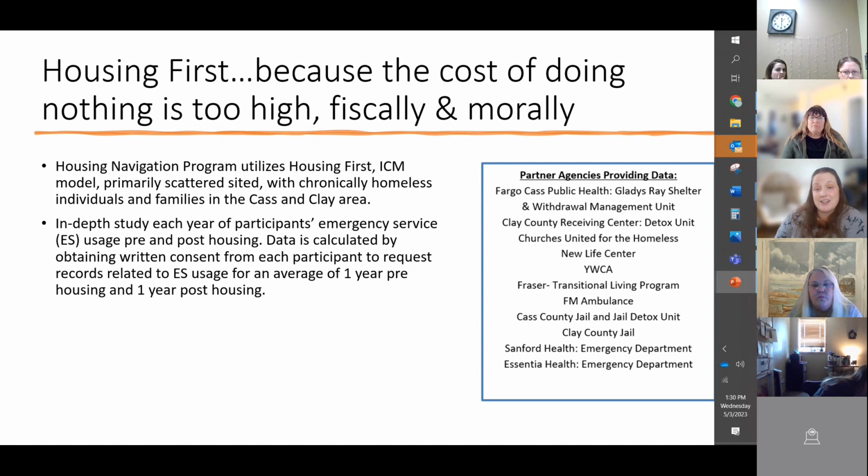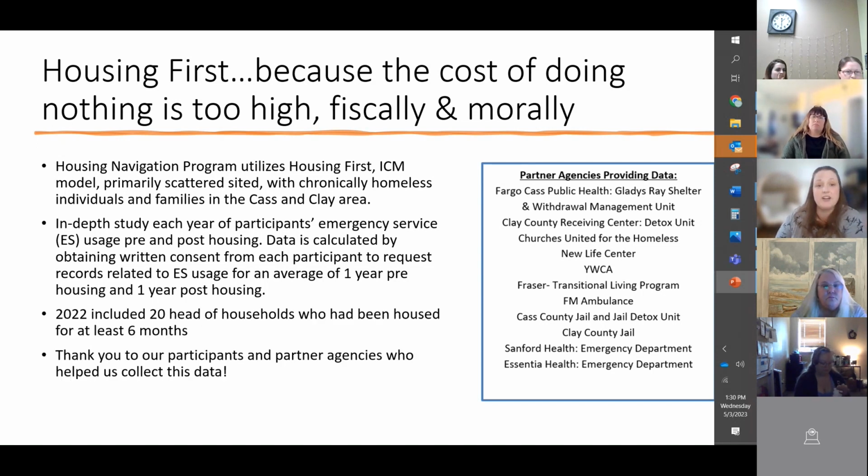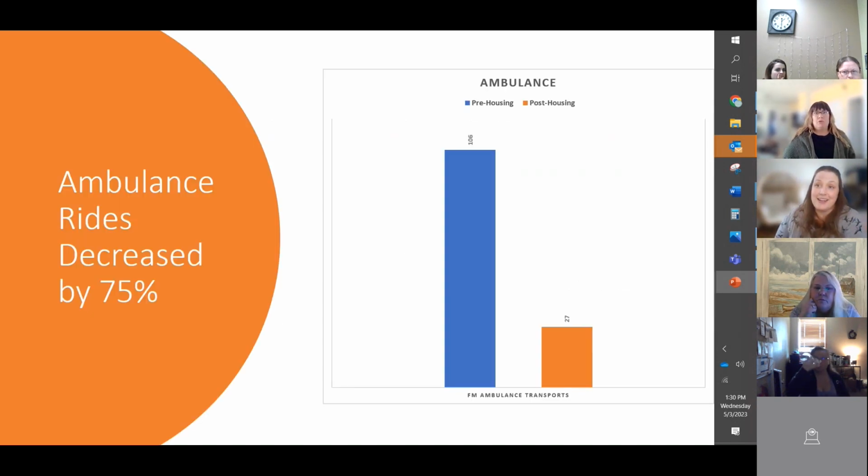And we get an average of how many times they went to jail before they moved into housing, and then how many times they went to jail after. So we've been doing this every year with our incredible partner agencies who work with us to give us this data, because it's a lot of data to crunch. And here's what we found out.